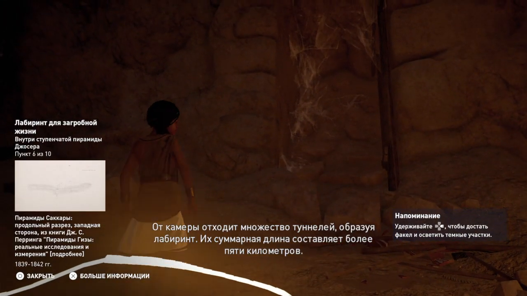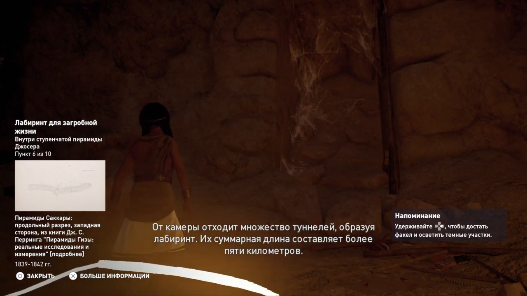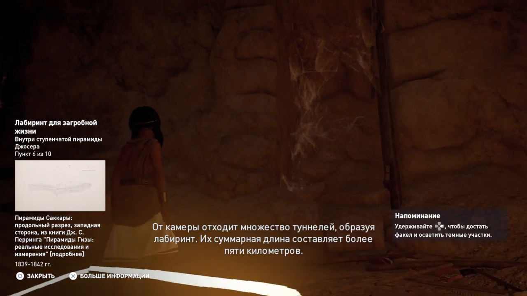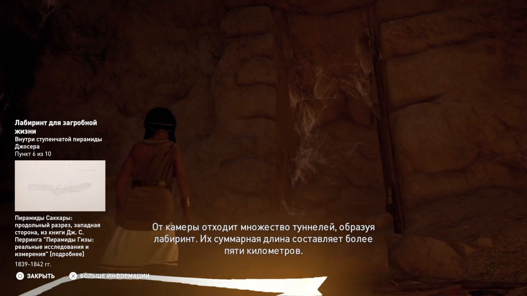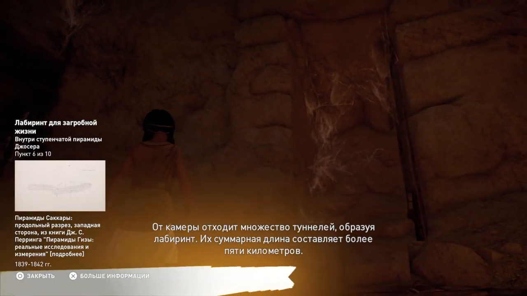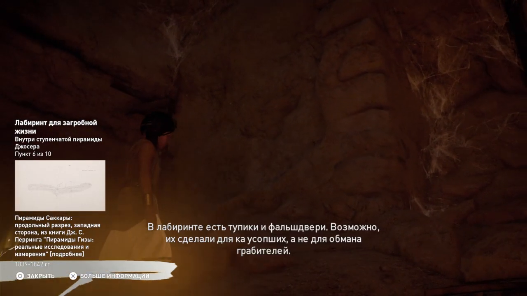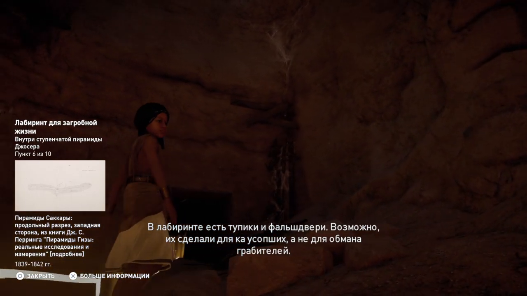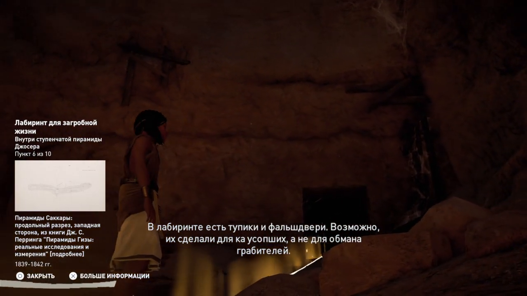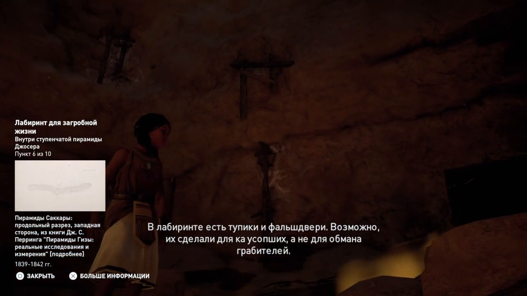At the foot of the chamber are many tunnels going in all directions. This maze of tunnels, galleries, and chambers stretches over 5 kilometers. There are a number of dead ends and false doors. They may have been intended for the afterlife, rather than to fool thieves.